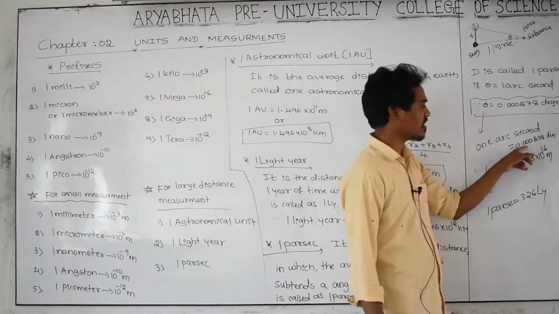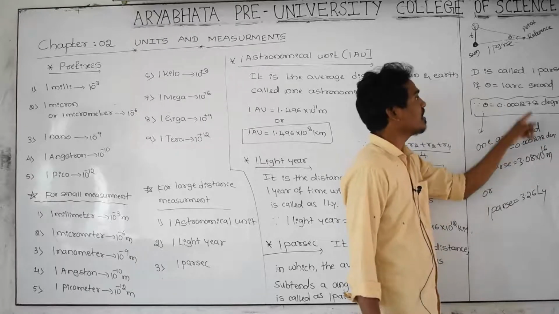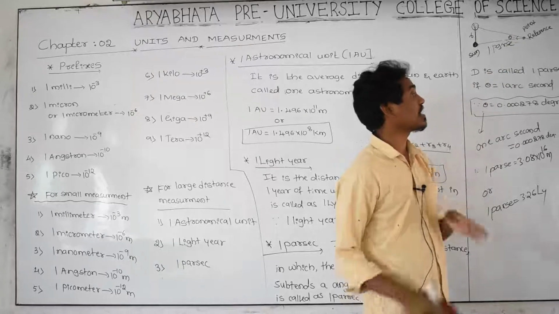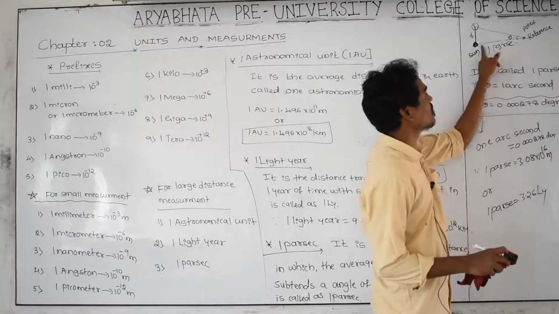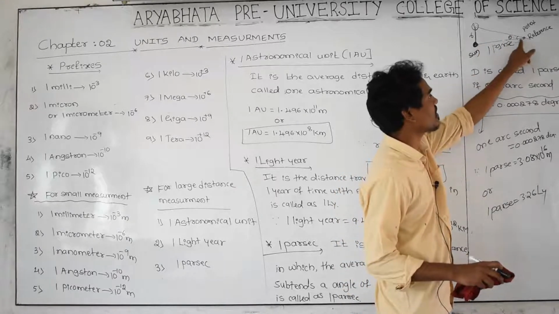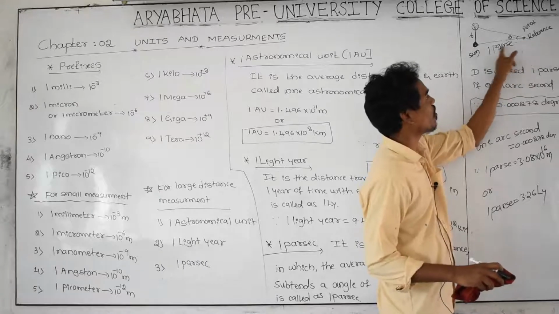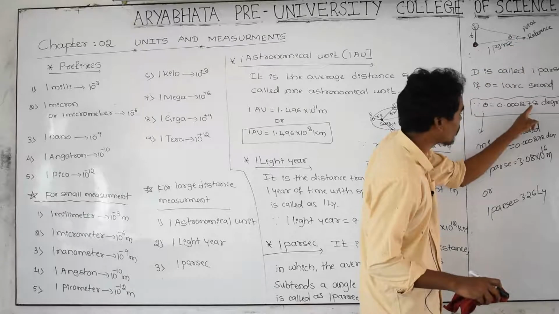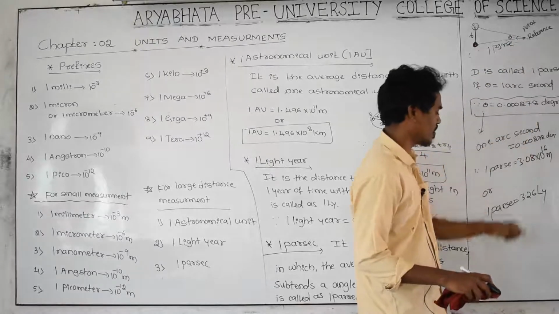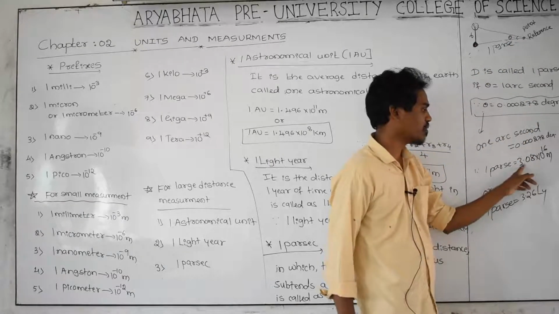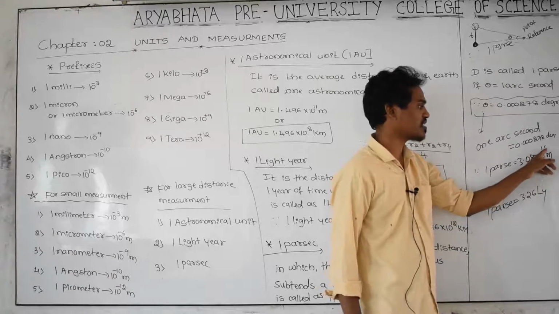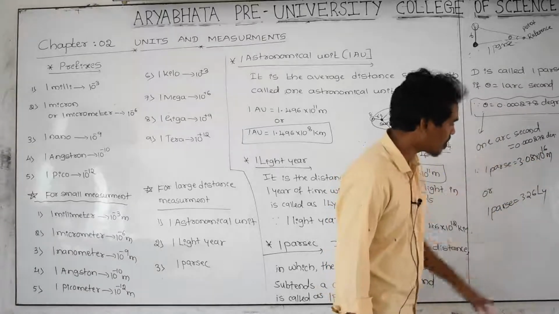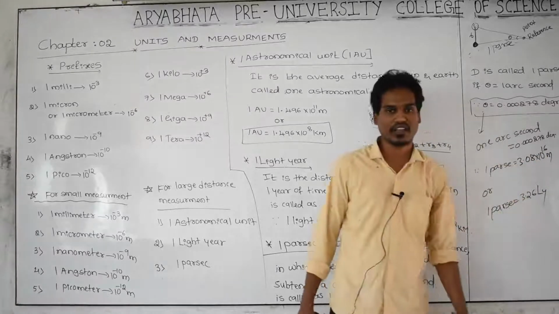0.000278 degree, this much degree is nothing but 1 arc second. If this angle is exactly 1 arc second, then this distance between the sun and that reference point, we are going to call it 1 parsec. 1 parsec is numerically 3.08 into 10 to the power of plus 16 meter, or in terms of light year, 3.26 light year.